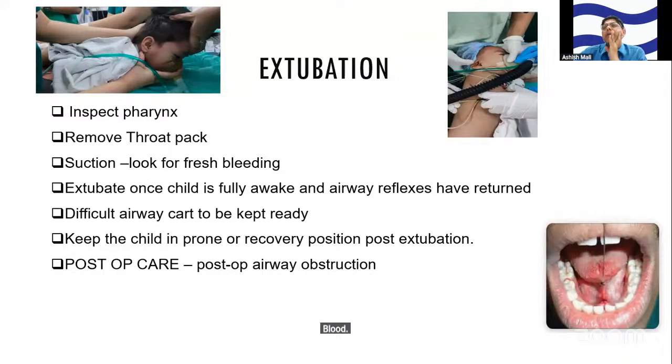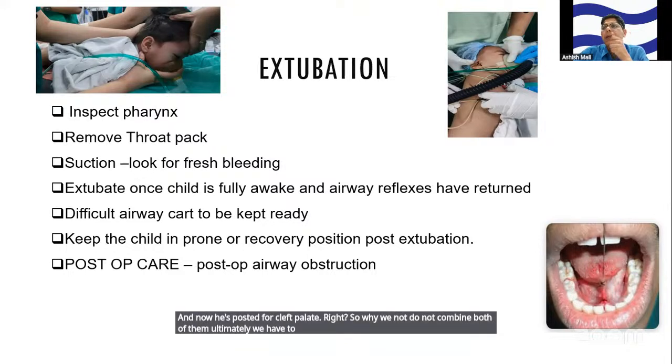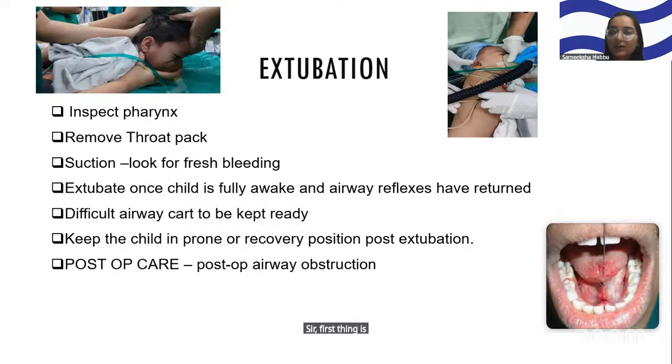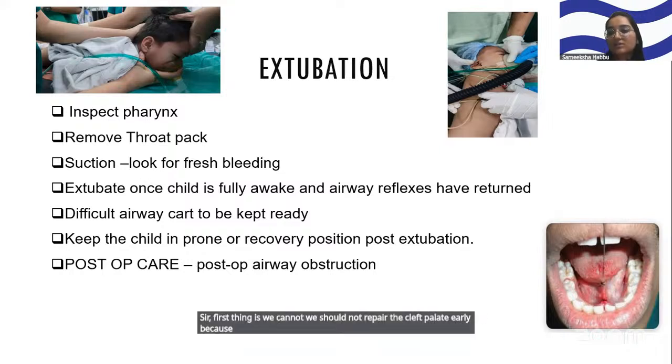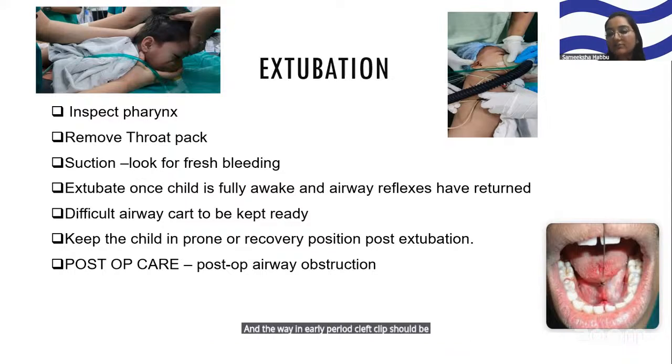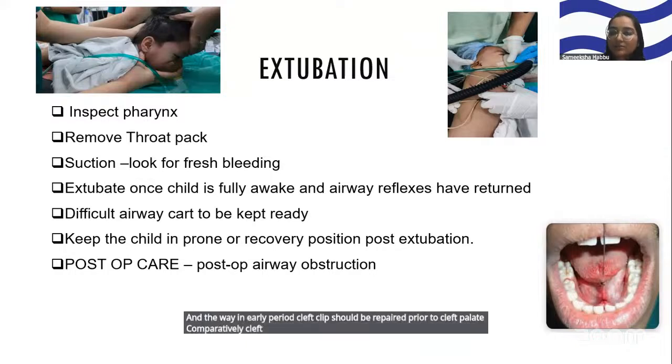You told me in the history that the patient was operated for cleft lip at 3 months of age, right? And now he's posted for cleft palate, right? So why do we not combine both of them? Ultimately, we have to repair both, cleft lip as well as cleft palate. So why not repair them together? Why at one time the lip, then the palate, or palate first then lip? That means two times anesthesia in a kid. So why? So the first thing is we should not repair the cleft palate early, because it might cause scarring of the growth plate. And in the early period, cleft lip should be repaired prior to cleft palate. Comparatively, cleft lip is a minor procedure which a baby can withstand, and it is cosmetically better when operated early.